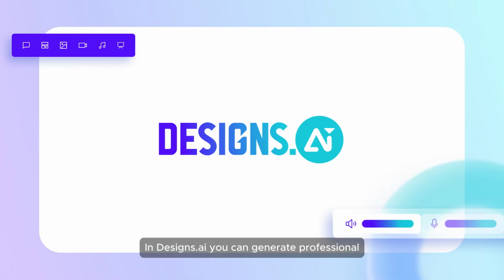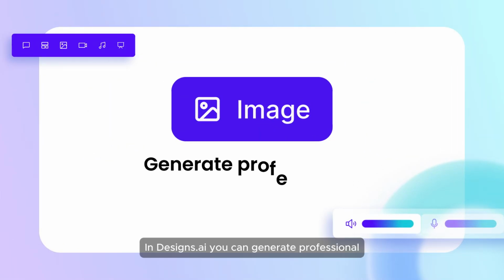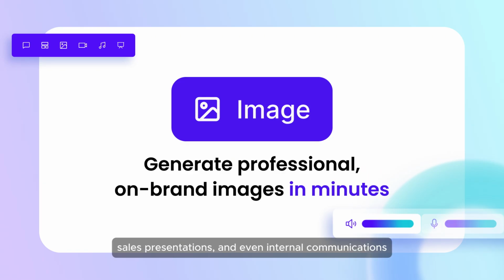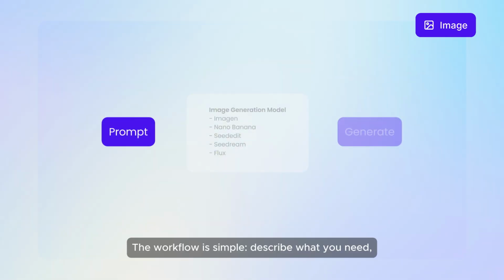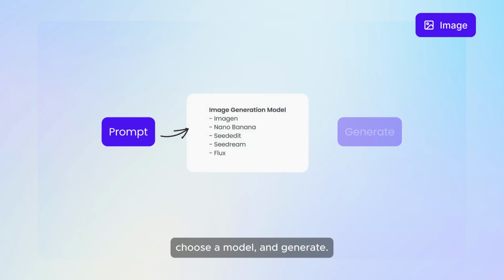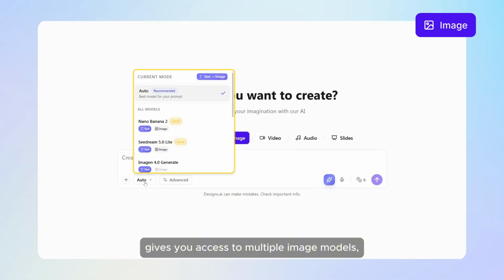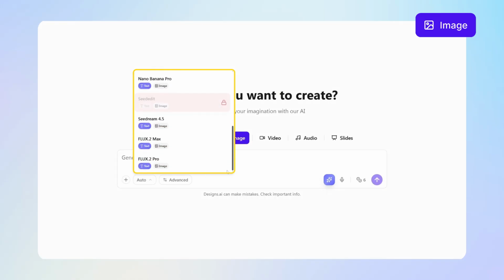In Designs.ai, you can generate professional, on-brand images in minutes, perfect for marketing campaigns, sales presentations, and even internal communications. The workflow is simple. Describe what you need, choose a model, and generate. Designs.ai gives you access to multiple image models, so the same prompt can produce different styles and levels of detail depending on what you select.